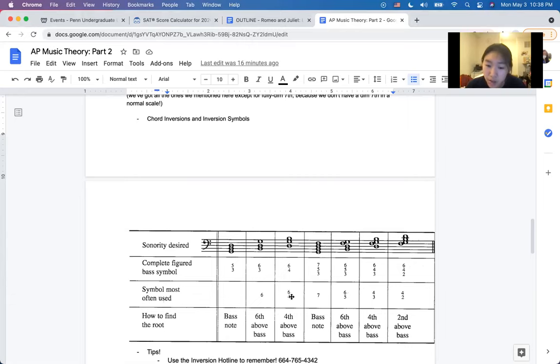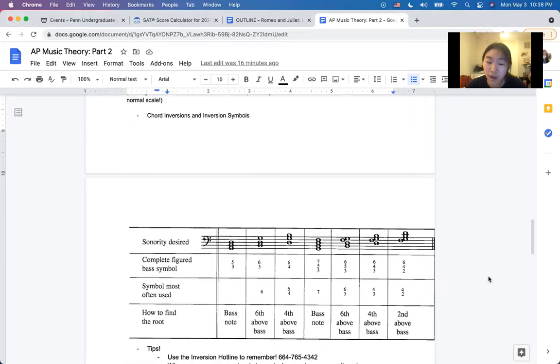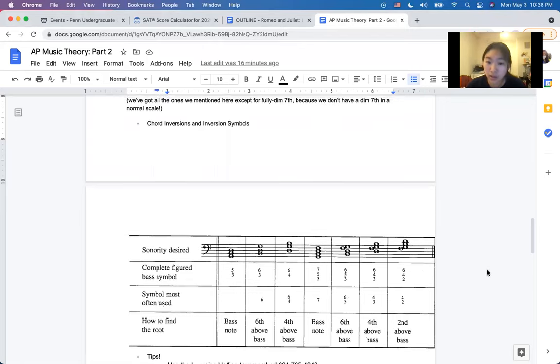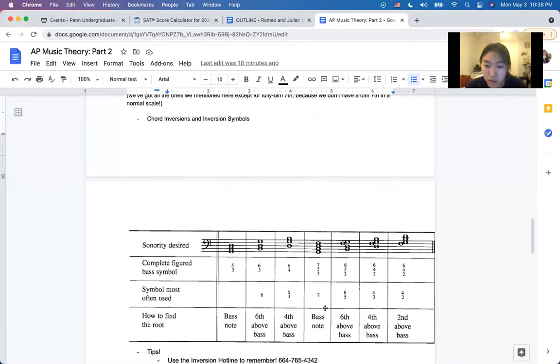You actually do need to write 6/4 for the figured bass most commonly used. You'll see these a lot during the FRQs that the AP will have. You'll often need to write out a 4-part harmony based on figured bass, so this is going to come up really often there. You want to familiarize yourself with the symbols and the inversions that they represent. Let me just go over the rest of these really quick.